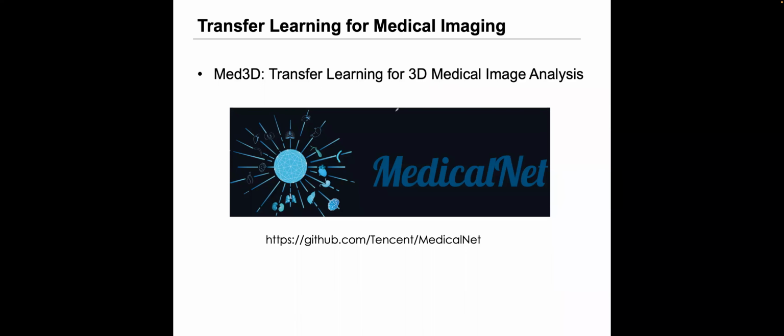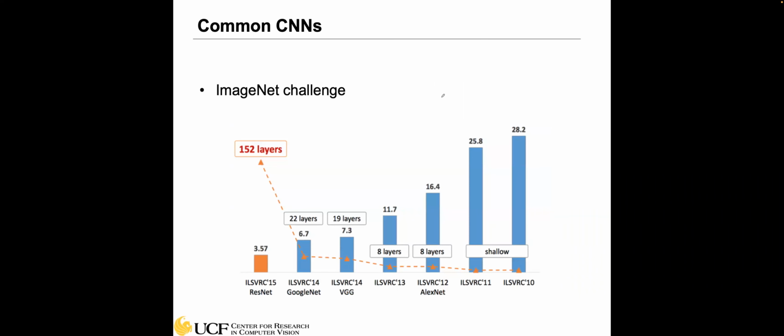So if later in your project or in the later programming assignment you're using a 3D CNN, this is something you can look into. Maybe if you want to leverage some pre-trained model, this one is a good choice, because this pre-trained model is learned based on medical images, not natural images, which has less domain gap. Okay. So next, we'll quickly go through some of the common CNN architectures.